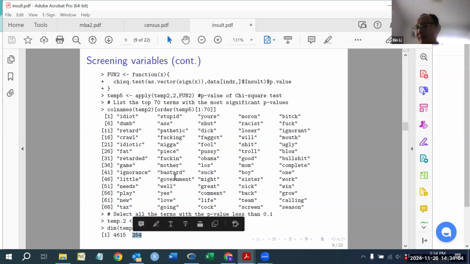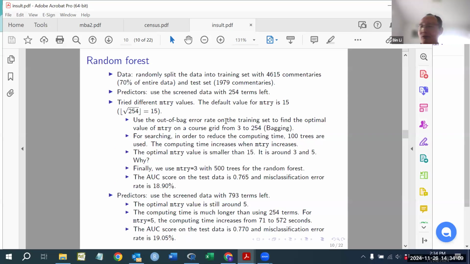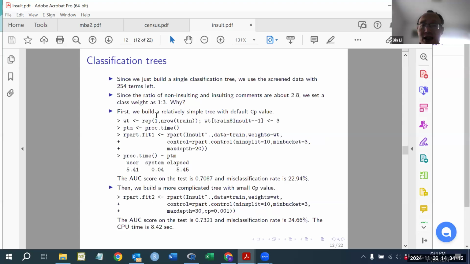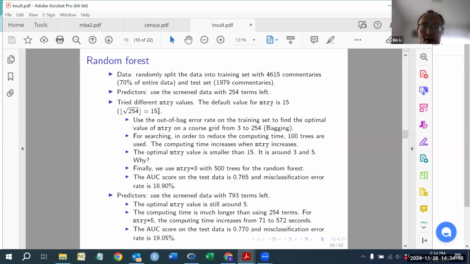Now we can apply some predictive algorithms. Here I'm using two: one is random forest, and one is classification trees. For the random forest, I applied it on the training set, which contains about 4,600 commentaries. The test set has about 2,000. The default M-try value is 15, but I used the out-of-bag error rate to select the optimal value. Here the optimal value is around 3 to 5.